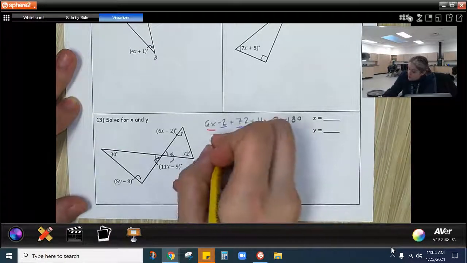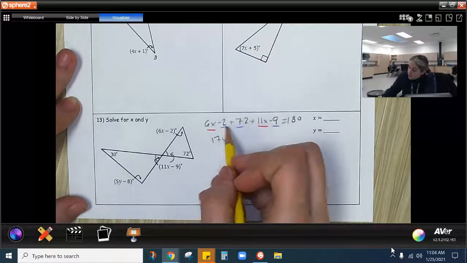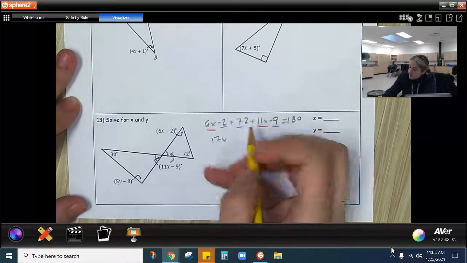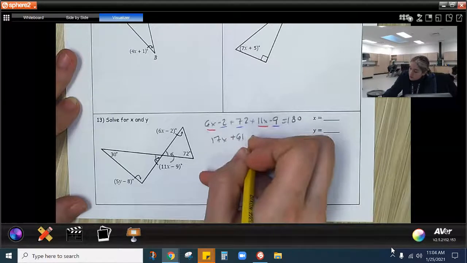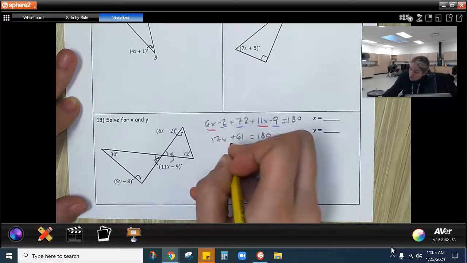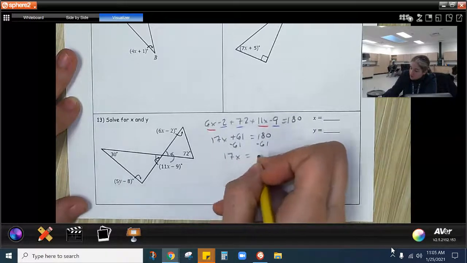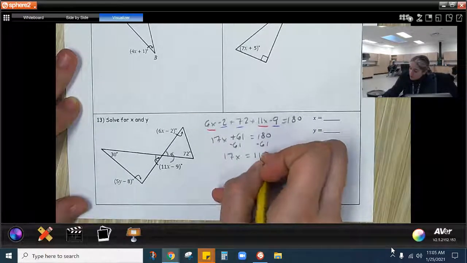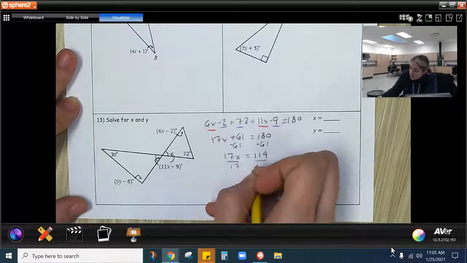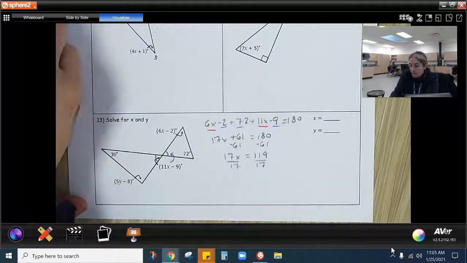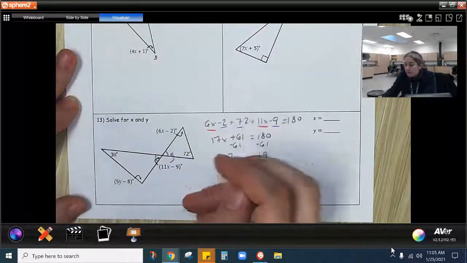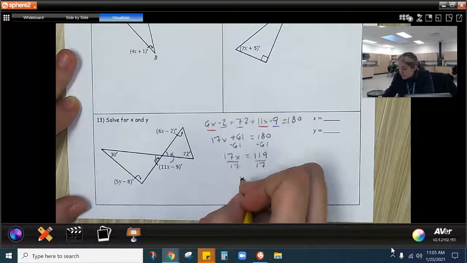So 6x plus 11x is 17x. And then negative 2 plus 72 is 70. Minus 9 is 61. So I need to subtract 61 on both sides. I get 17x is equal to 119. When I divide by 17, I get 7.